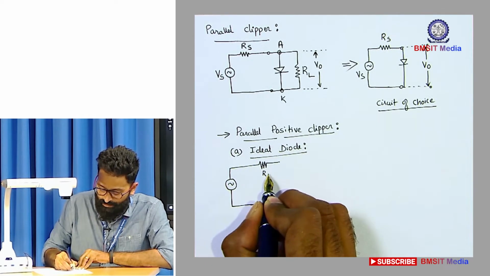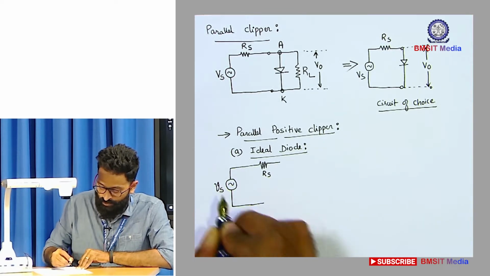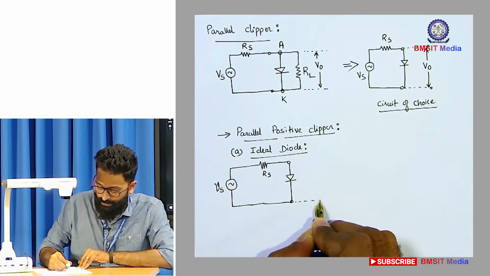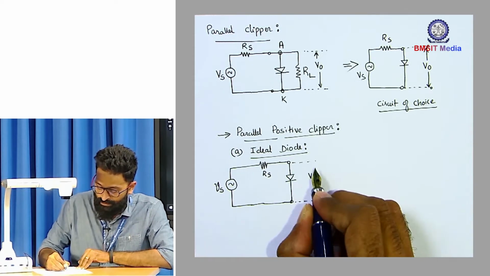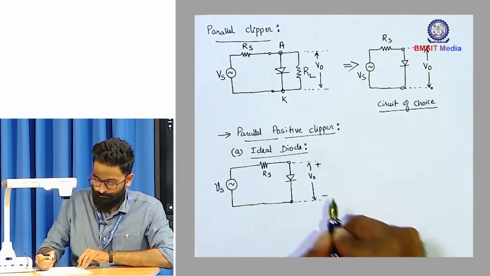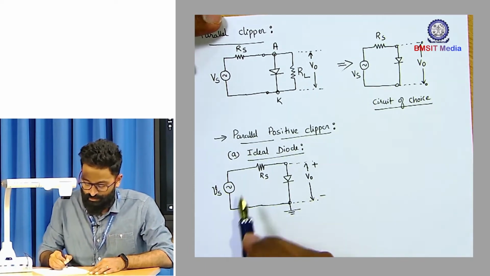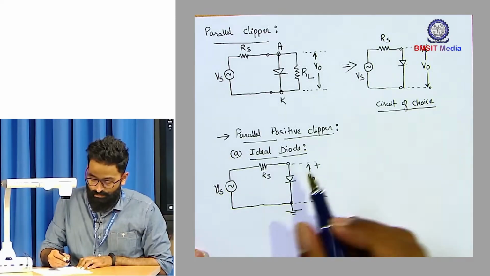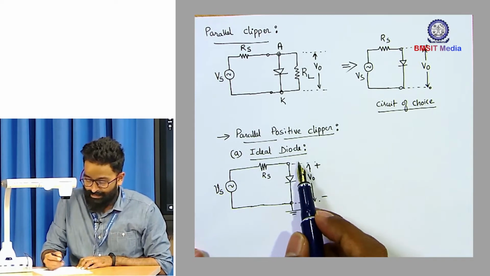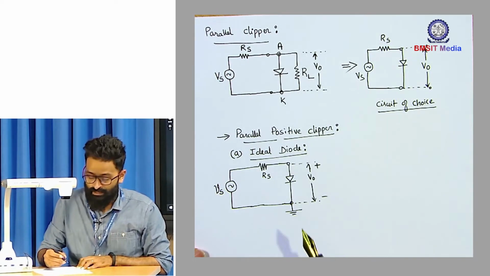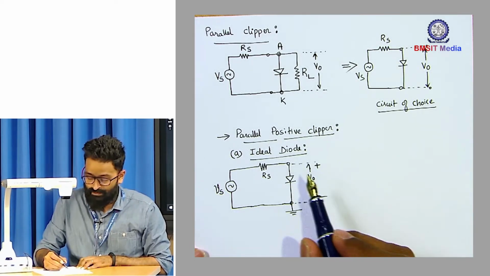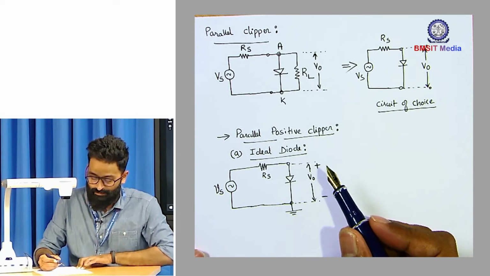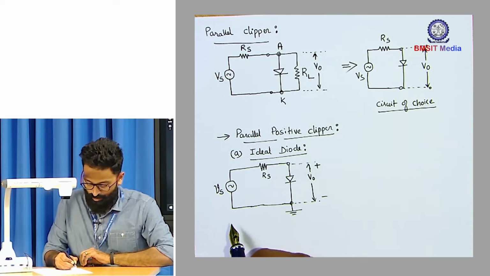So this is your current limiting resistor, the source voltage, the diode, and across the diode you are going to measure the output voltage. The lower end of the circuit is held at ground potential. We have assumed the diode is an ideal diode. So whenever it is forward biased, it acts like a short circuit, and whenever the diode is reverse biased, it behaves like an open circuit element. First let us consider the positive half cycle.